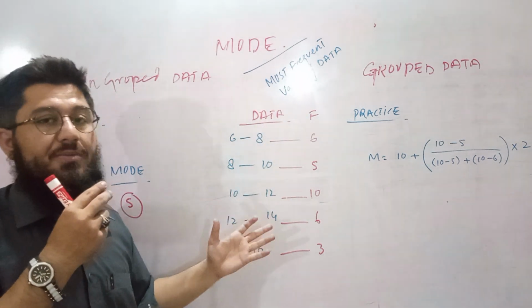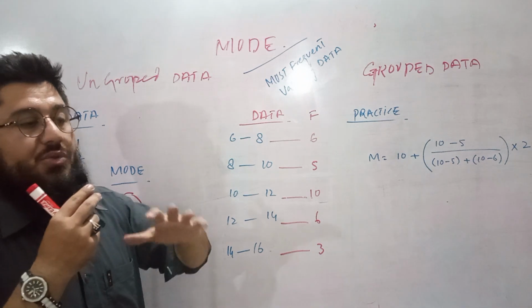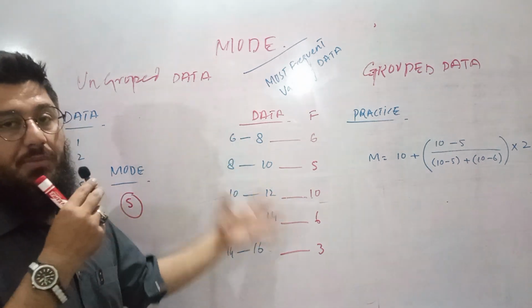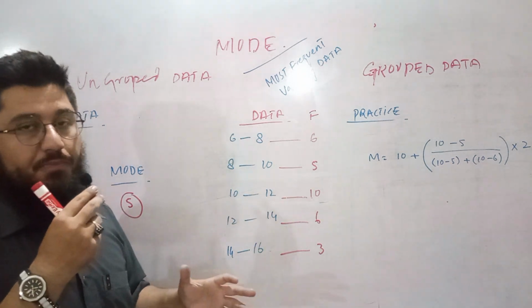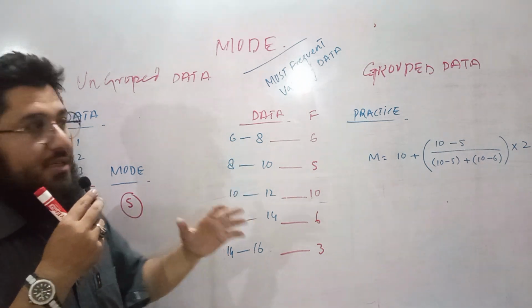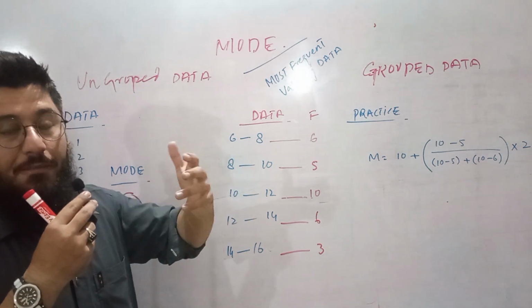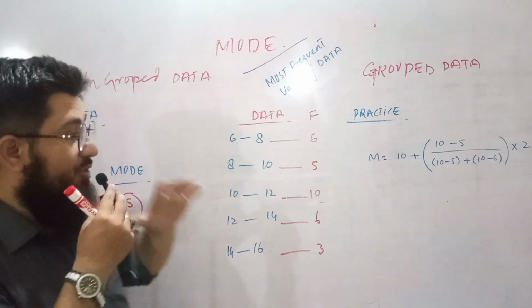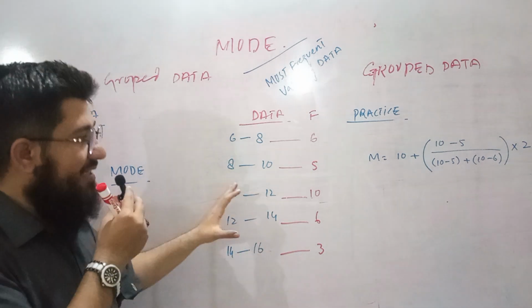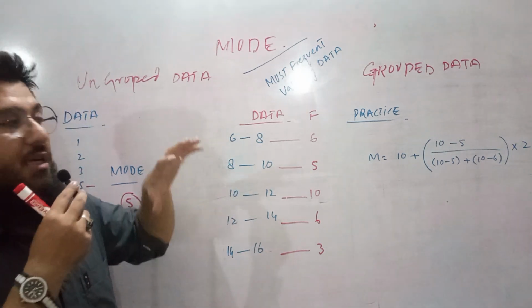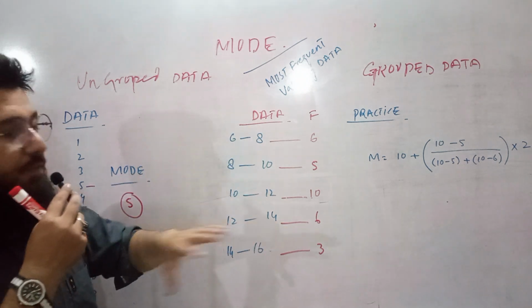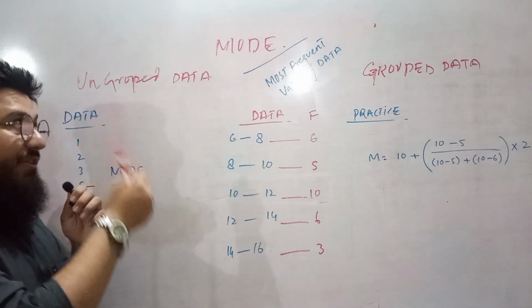Just practice these steps. These will help you go through this problem and solve it without using the formula exactly. You will actually be using the formula, but you will not be looking at the formula. You will be looking at the data only. From the data, we will find our mode. So let's dive into it.